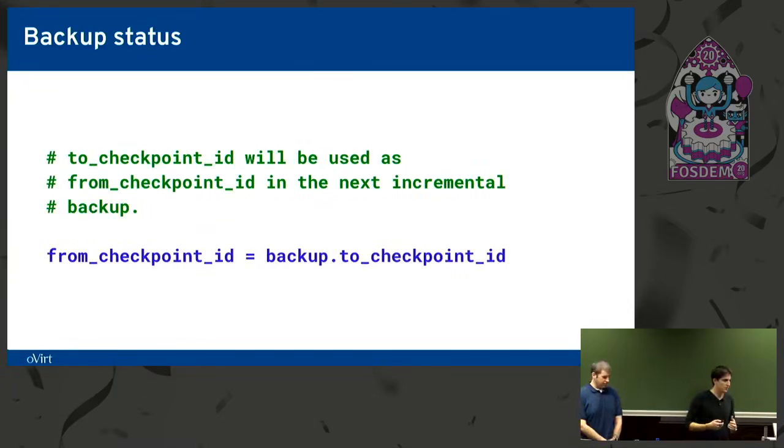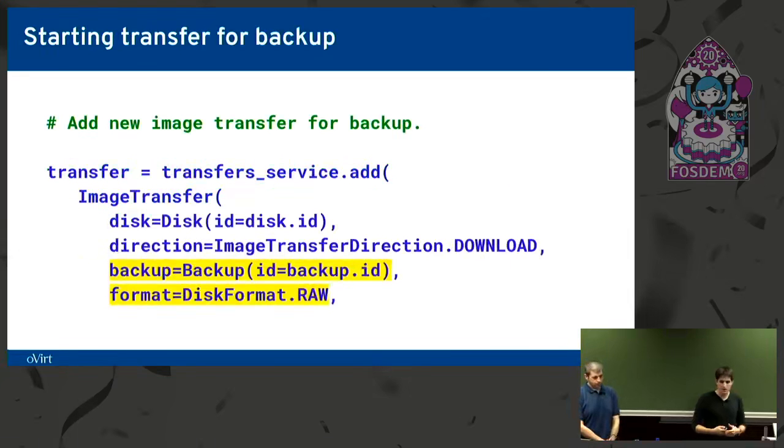And if you remember, for each backup, a checkpoint was created underneath it in oVirt. So we need to fetch this specific checkpoint ID in order to provide it later when we are doing an incremental backup, so the engine will know since when we are tracking the difference. So we fetch the checkpoint ID from the backup, and we can start a transfer session with image.io. So we are creating a new transfer using the image transfer, and we specify the specific disk that we want to download, and of course the direction of the download. Since this disk is part of a backup, we need to specify which specific backup it is, and the format must be raw.